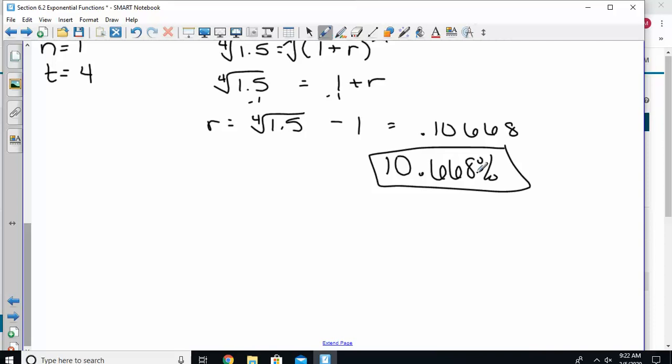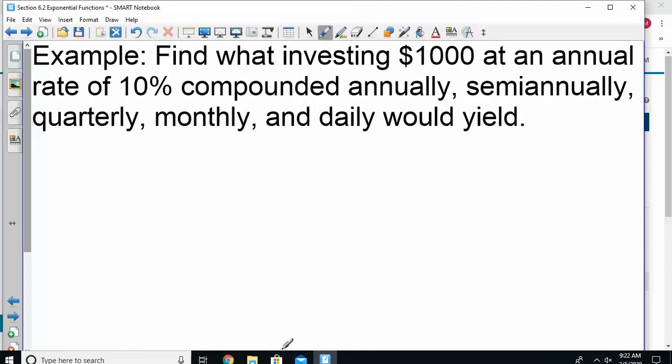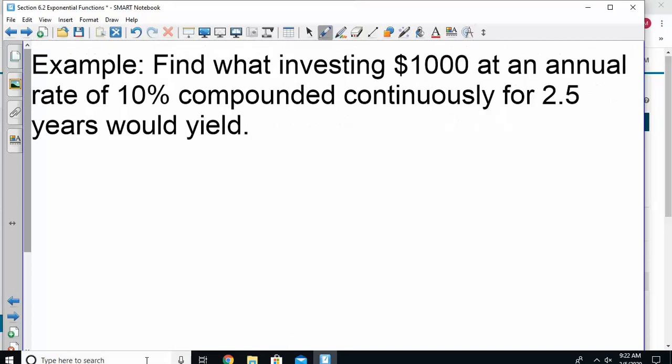Other questions? All right, let's look at this one. Actually, for the sake of time, I'm going to skip that one for now. So I want to go to this one. Find what investing $1,000 at an annual rate of 10% compounded continuously for 2.5 years would yield. When I say compounded continuously, what does that tell me? We're using that other formula.